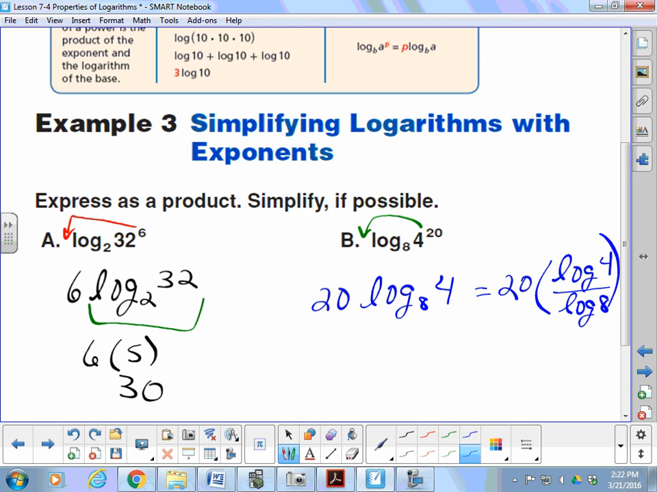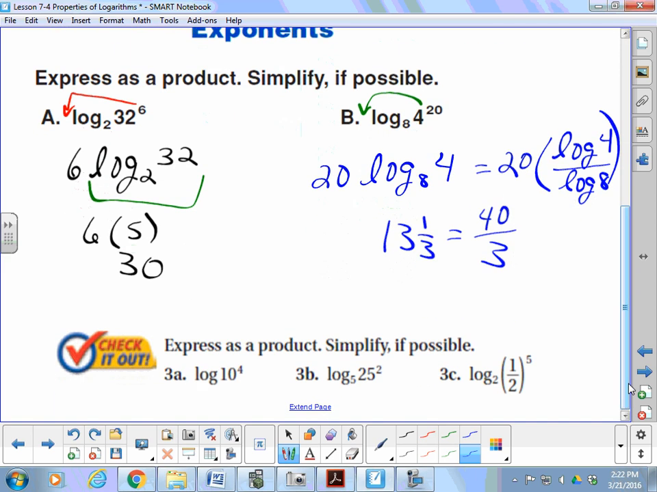So David, what'd you get? 13.3. Okay. So 13 and 1/3, right? All right, 13 and 1/3, which is the same as 40 over 3, because the log base 8 of 4 is equal to 2/3. So we do 20 times 2 divided by 3. All right, so power rule, move the exponent to the front, then we have a multiplication problem.